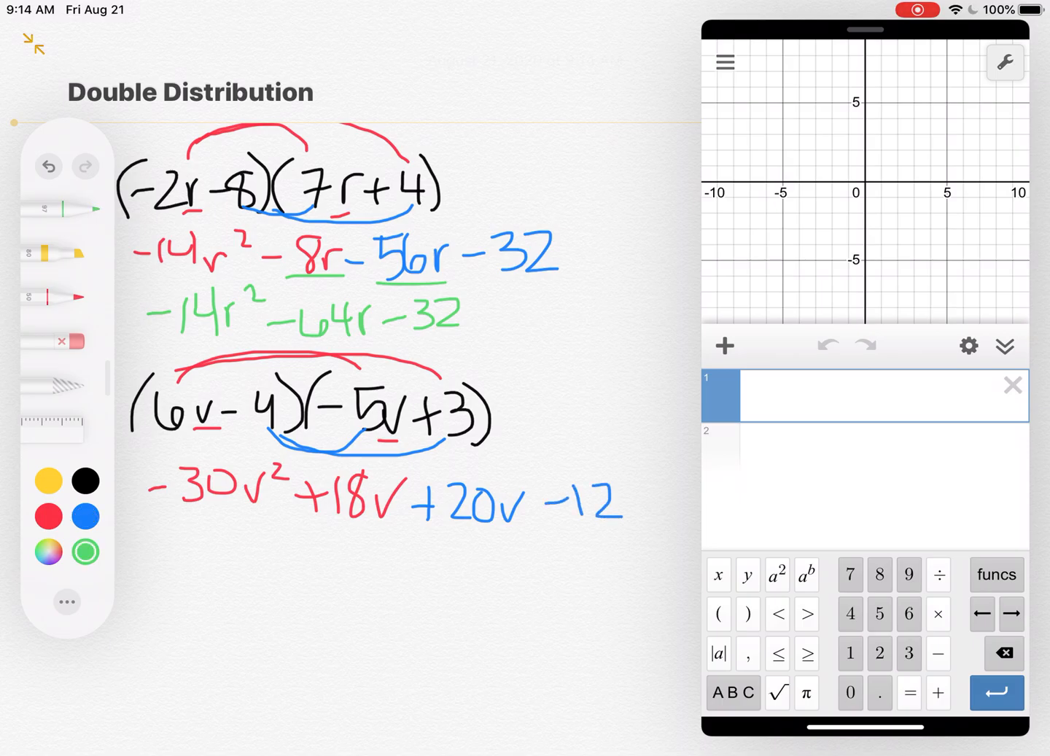Now let's combine our like terms. Only one v squared term, so it stays the same. Combining my two v's, 18 plus 20v is going to be 38v, and then minus 12 stays the same.